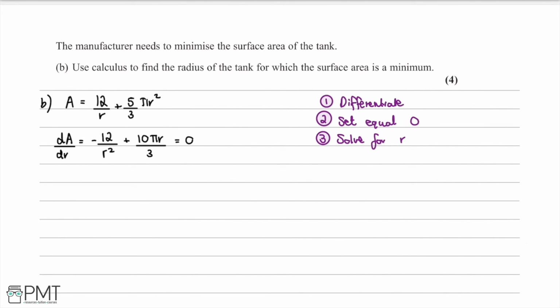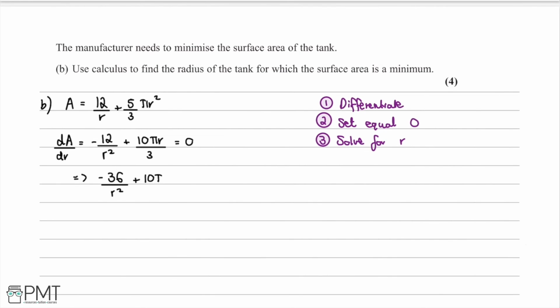And our first step is going to be to multiply both sides by 3. So this will then leave us with negative 36 divided by r squared plus 10 pi r, and that's equal to 0. And then we're now going to get rid of the denominator in this fraction, so we multiply both sides by r squared. So this leaves us with negative 36 plus 10 pi of r multiplied by r squared, which gives us r cubed, and that's still equal to 0. And then continuing this on, we shall add 36 to both sides.